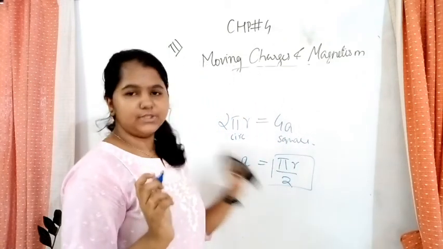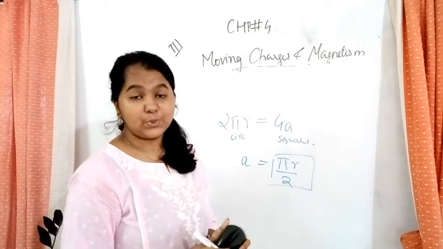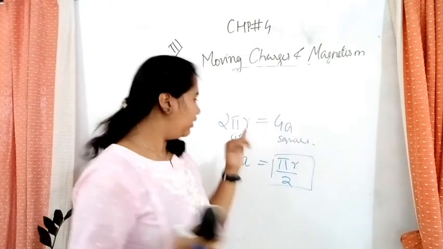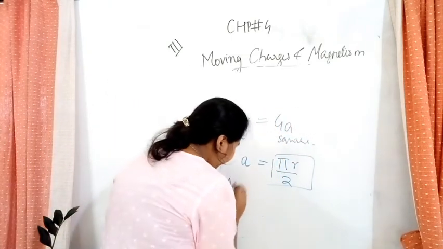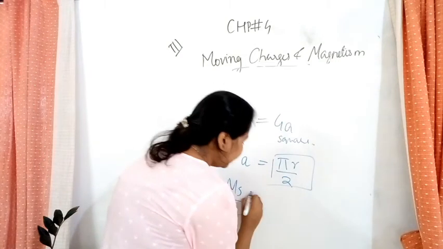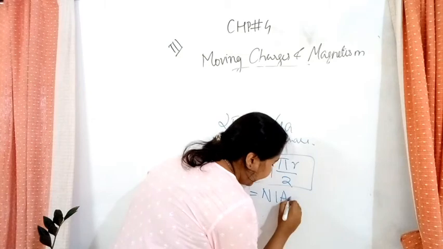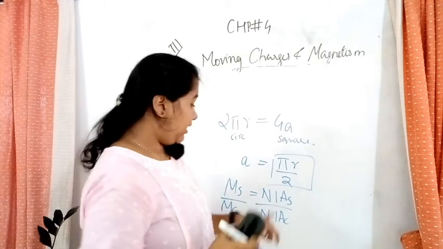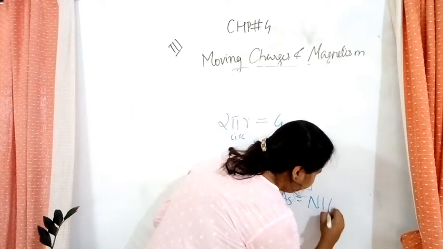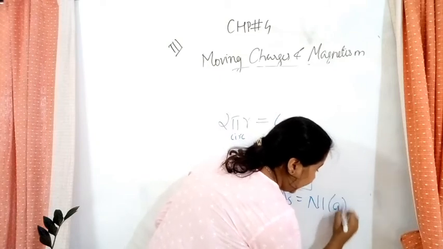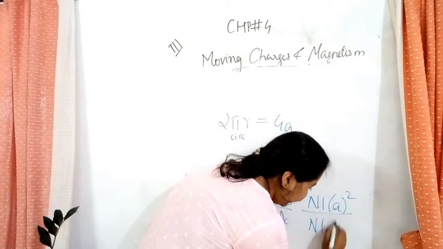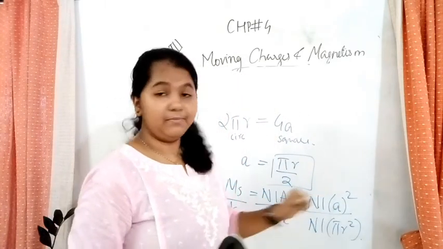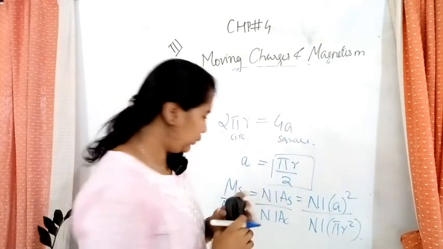Am I right? So now what we have to find out is the ratio between the magnetic dipole moment of the square and the circle. So let's write Ms is to Mc. That is equal to NIAs divided by NIAc. What is the area for our square? That is a square divided by NI into pi r square. Am I right? We know what is the answer for a. We wrote pi r divided by 2. So let's write it over here.